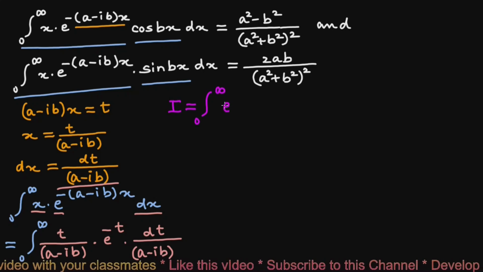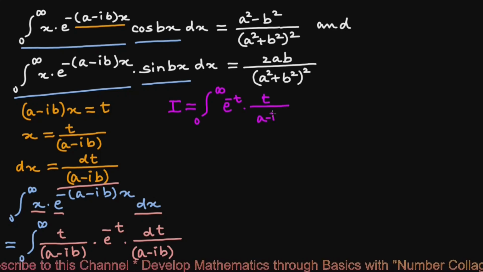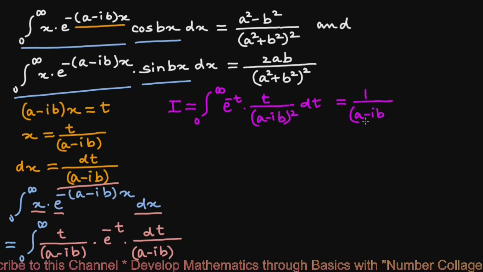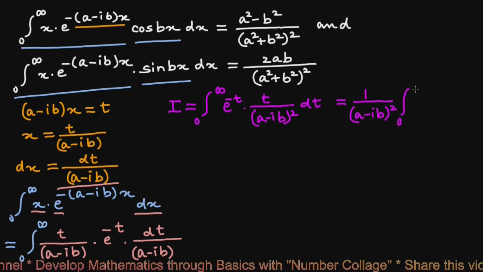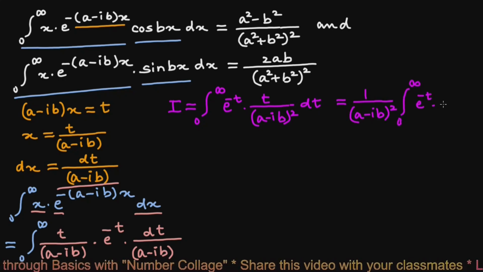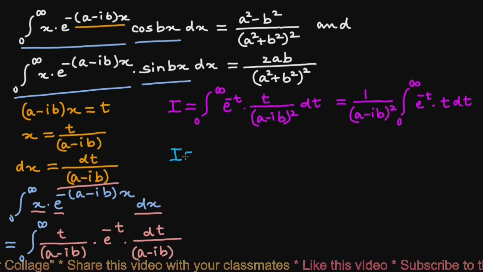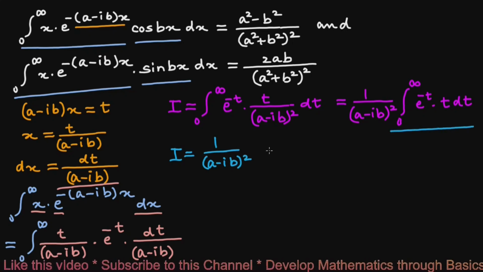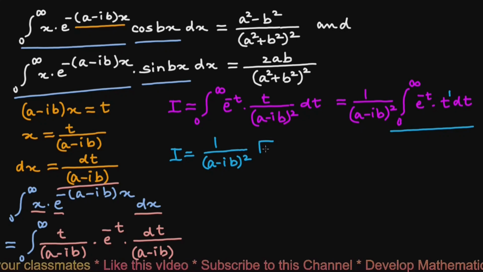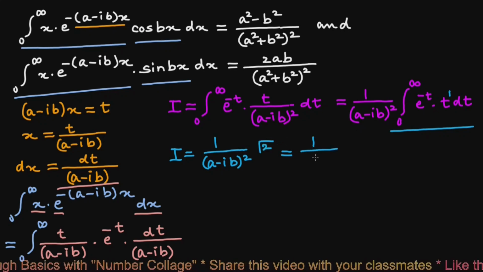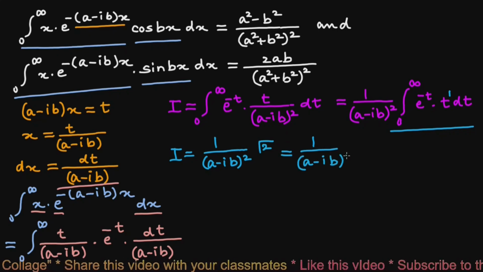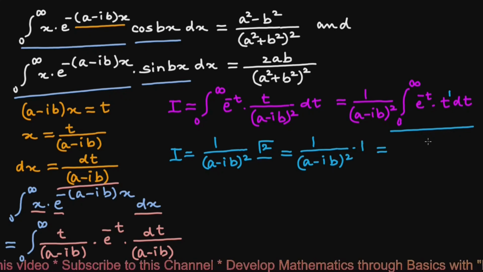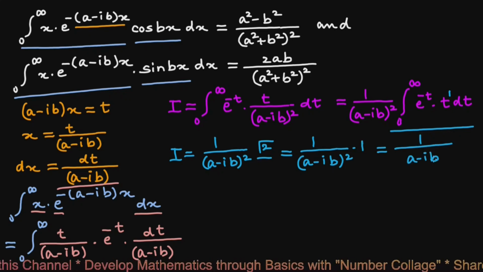which will be I equals integral from 0 to infinity e raised to minus t into (t upon (a minus ib)) whole square dt, which will be 1 upon (a minus ib) whole square into integral from 0 to infinity of e raised to minus t into t dt. This will be I equals 1 upon (a minus ib) whole square, and this according to gamma function will be gamma of 1 plus 1, gamma 2, which is 1 upon (a minus ib) whole square into gamma 2, which is 1 factorial, which is 1. So this will be 1 upon (a minus ib) whole square.